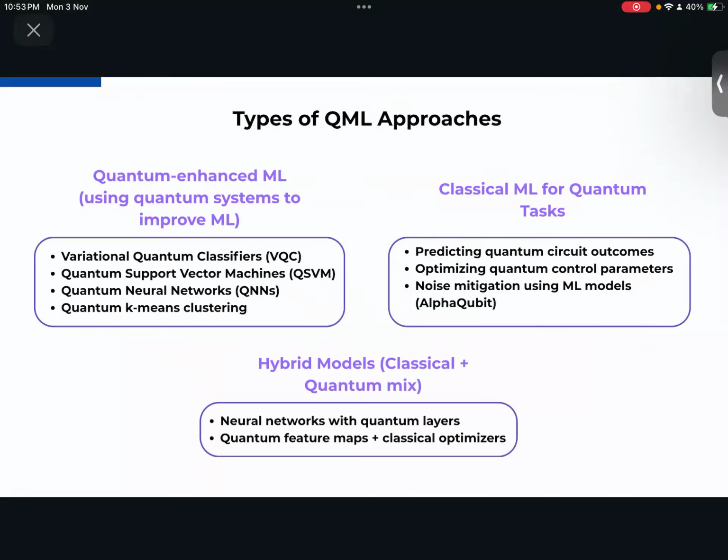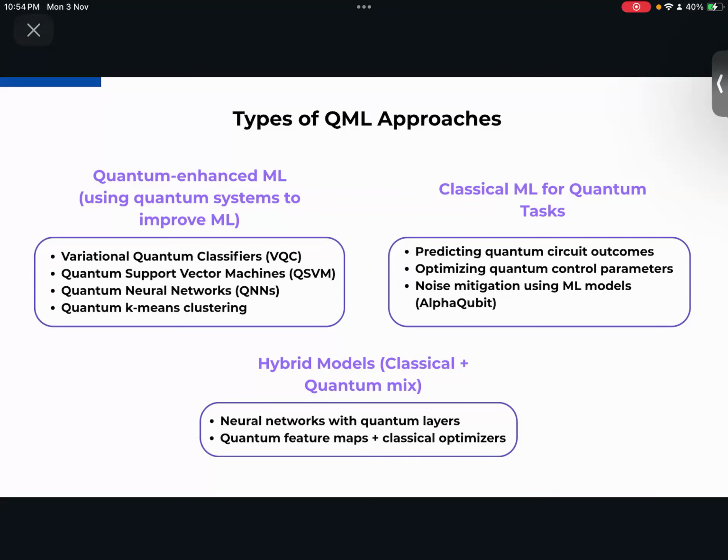There are several types of QML approaches. First, quantum-enhanced machine learning, where we use quantum systems to improve machine learning. There are quantum variants of existing machine learning algorithms. For example, we have the VQCs, the QSVM, which is the quantum version of the support vector machine algorithm, the QNN, a quantum version of neural networks, a quantum version of k-means, and many more.